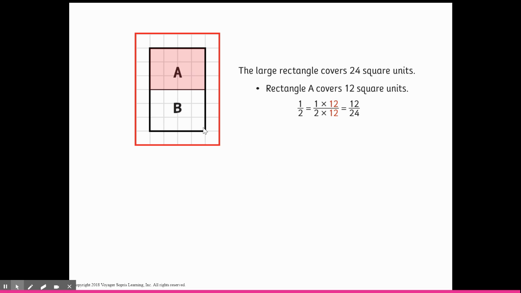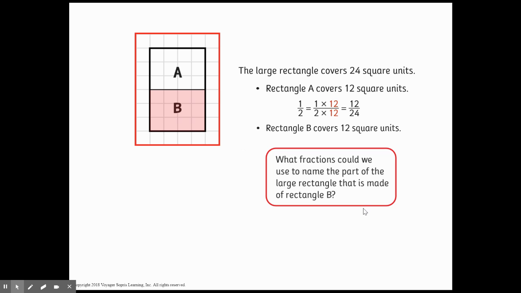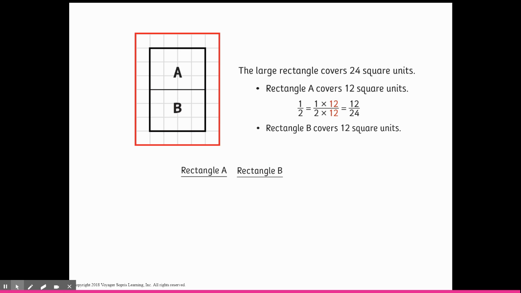Rectangle B also covers 12 units. What fraction could we use to name the part of the large rectangle that is made of rectangle B? 12 out of 24. Now that we've used an area model to name the fractions, we will write addition and subtraction problems about the area model.